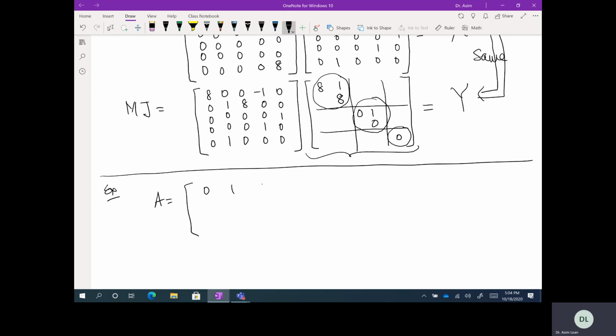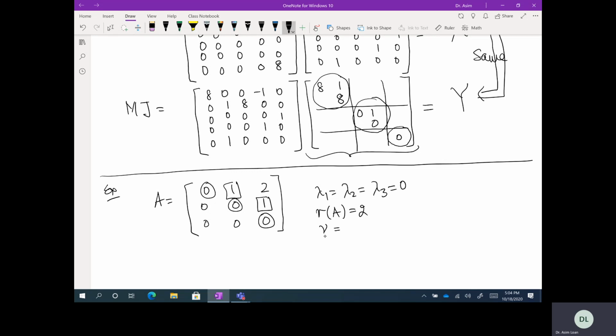That example is A equals, a smaller matrix now, 0, 1, 2, 0, 0, 1, 0, 0, 0. So what are the eigenvalues? 1, 2, 3. So lambda 1 equals lambda 2 equals lambda 3 equals 0. So there are 3 eigenvalues, and the rank of A is 2, which means the nullity of A is simply 3 minus 2, which is 1. So it implies 1 eigenvector.